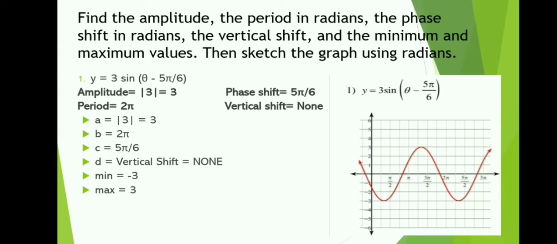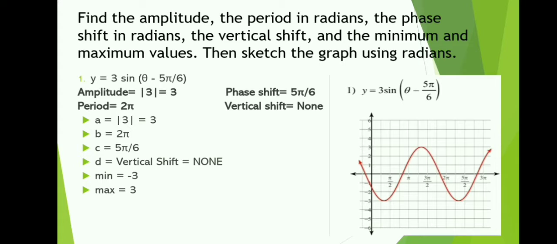So sa phase shift, it's already given na, sub. So 5 pi over 6. So mao na ang value sa phase shift. So then the vertical shift is none because wala naman lain number na naa or extended number, so none na siya.